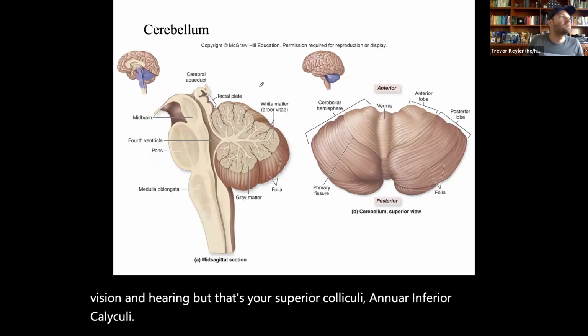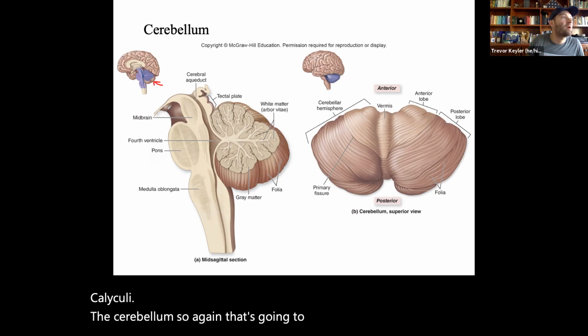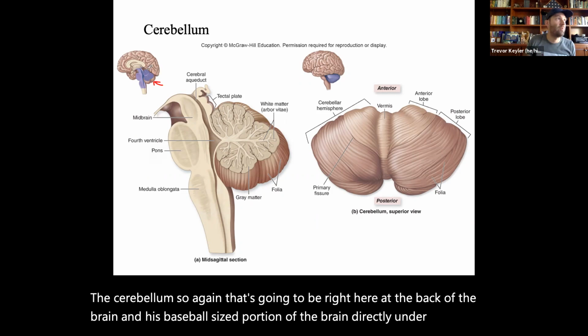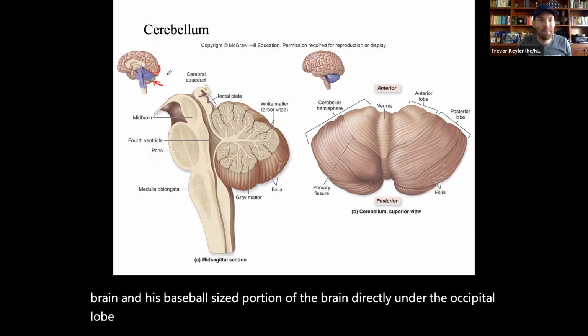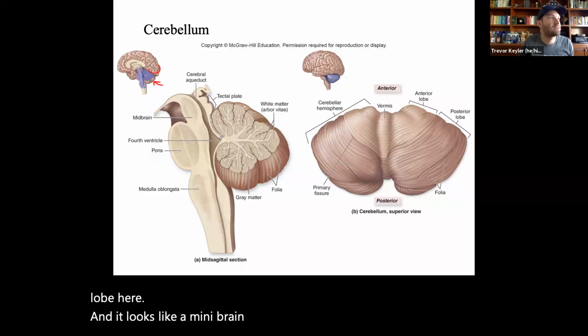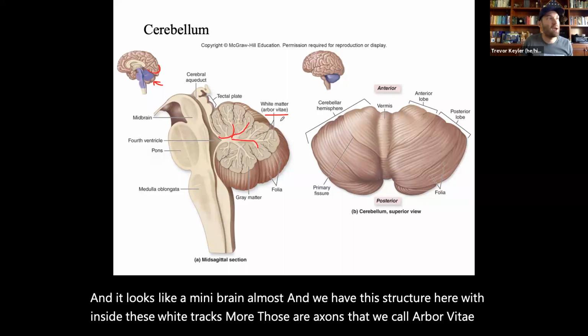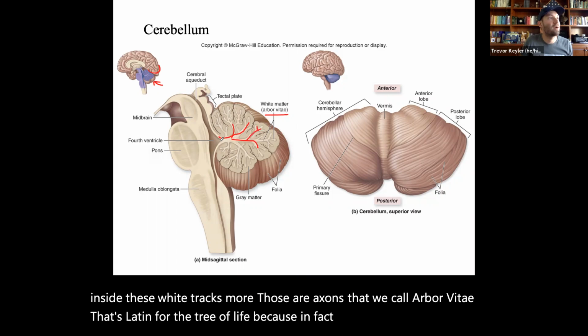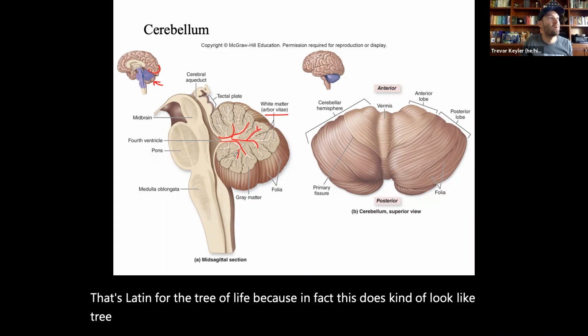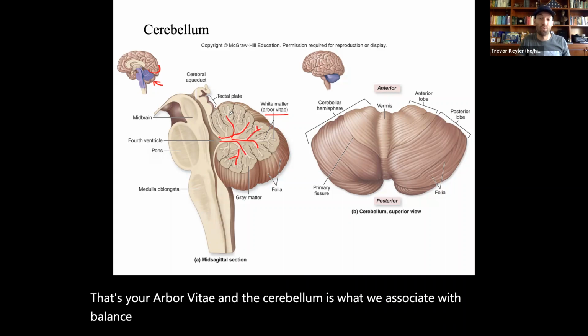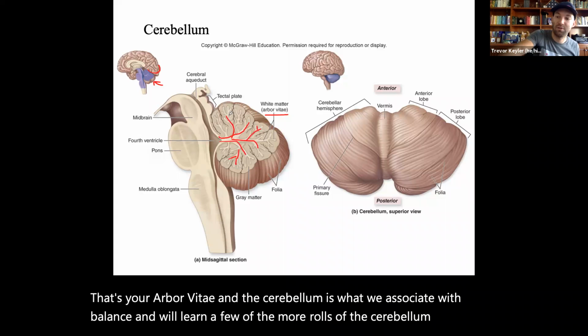The cerebellum, again, is going to be right here at the back of the brain, this baseball-sized portion of the brain directly under the occipital lobe. It looks like a mini brain almost. Inside we have these white tracts, remember those are axons, that we call arbor vitae. That's Latin for the tree of life, because this does kind of look like a tree, right, with its branches extending out. That's your arbor vitae. And the cerebellum is what we associate with balance. We'll learn a few more roles of the cerebellum within your lecture when you get there.